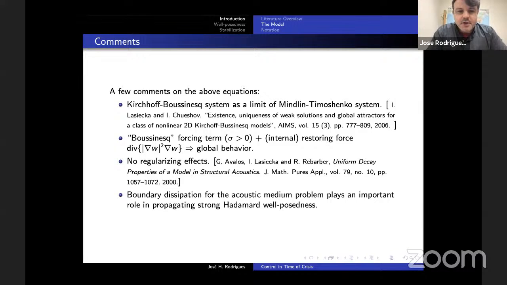Another interesting thing about this model is that the boundary dissipation in the acoustic medium is quite important, and plays an important role. It gives us sufficient conditions in order to obtain strong Hadamard well-posedness, for instance.